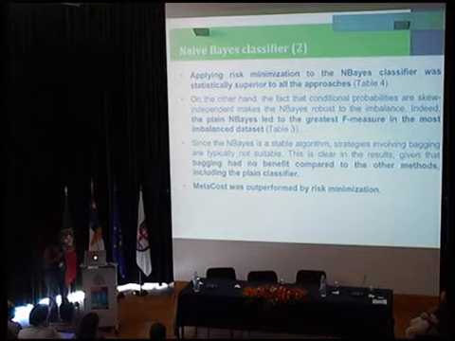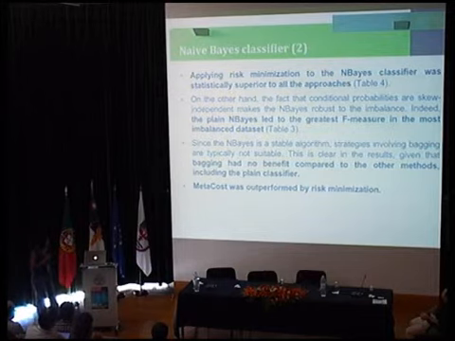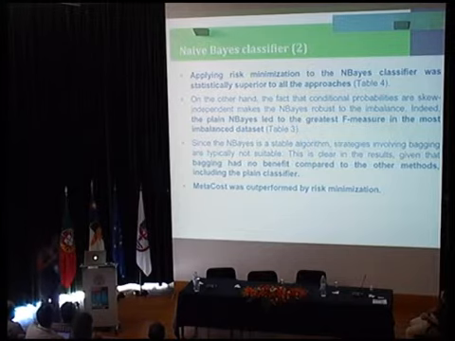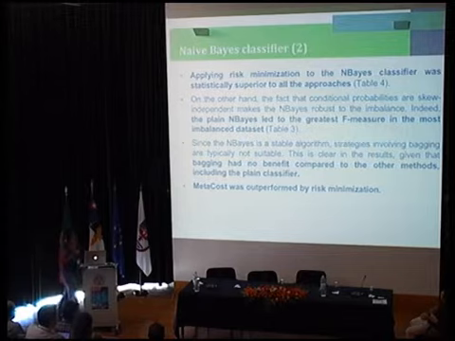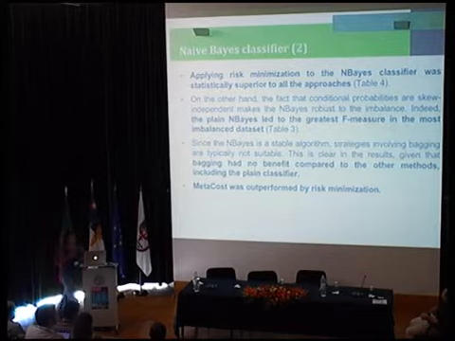And then, given that bagging had no benefit compared to the other methods, including the plain classifier, that was what we expected, since naive Bayes is stable. And what we also observe is that meta-cost was always outperformed by risk minimization. And this is actually what they explain in the literature, and it was what we expected because of the way the probabilities are computed in naive Bayes.